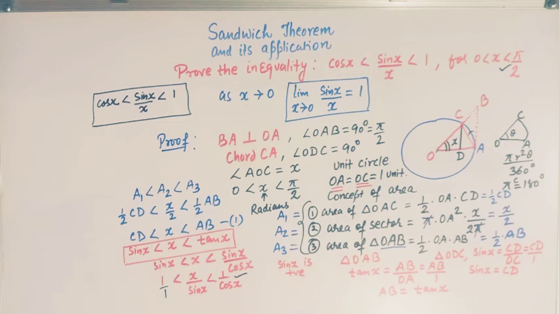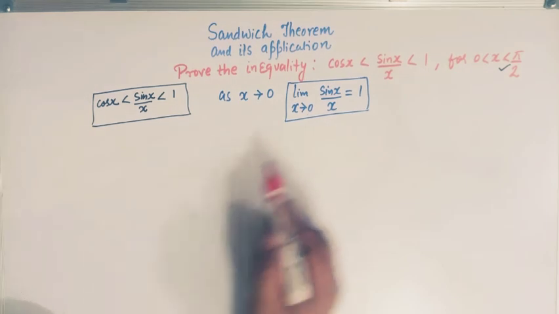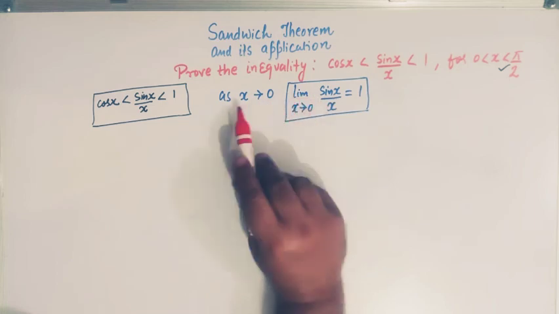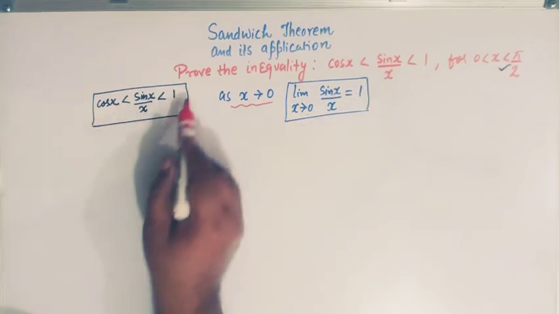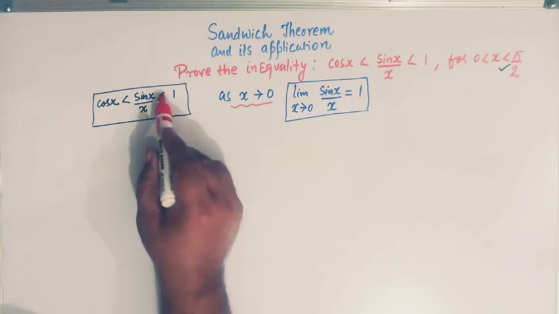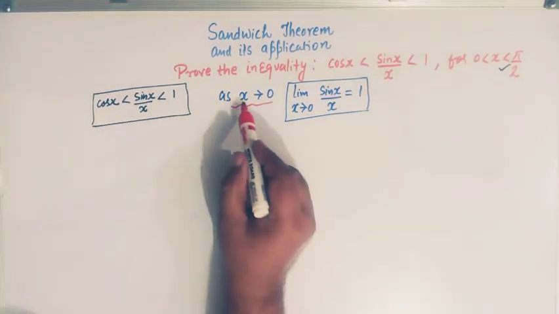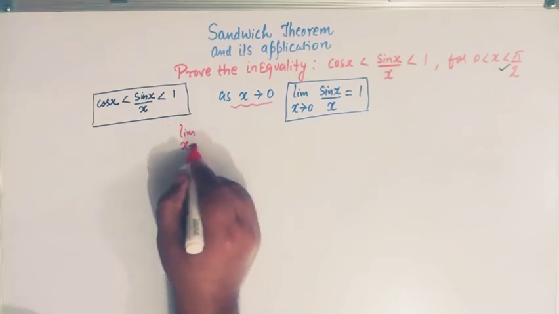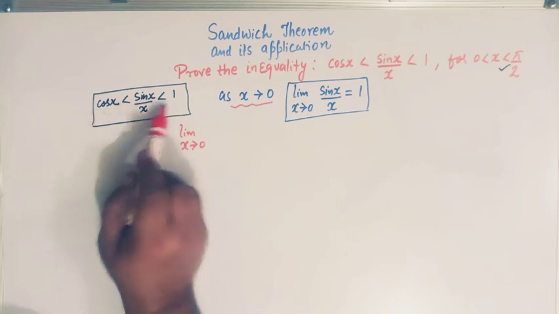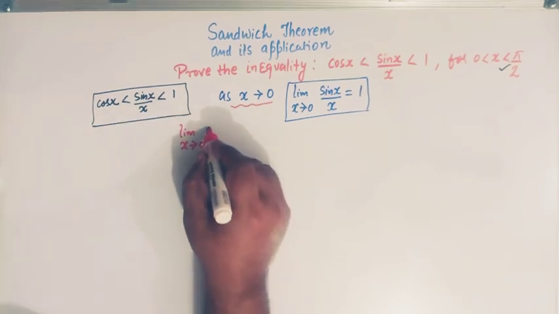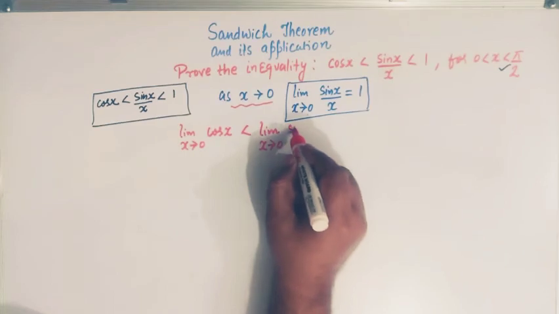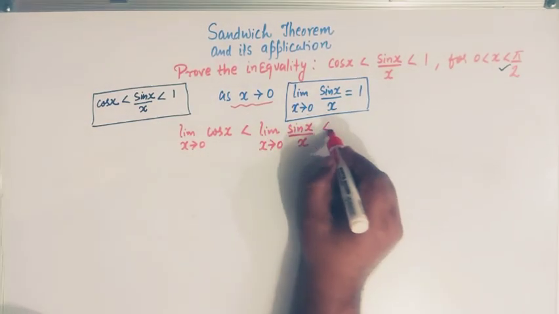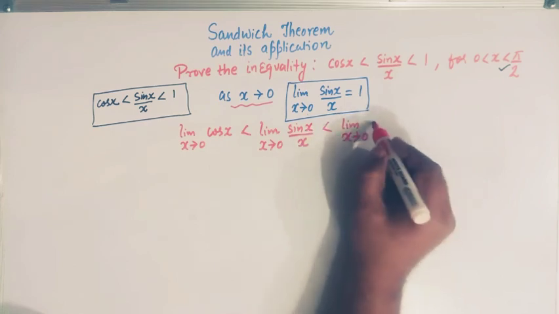So now we'll derive an important limit using this inequality. So now we'll prove this limit, that is, limit x tends to 0 of sin x over x is equal to 1. So we have just proved that cos x is less than sin x over x less than 1. So now taking limit x tends to 0 throughout this inequality, we'll get limit x tends to 0 of cos x less than limit x tends to 0 of sin x over x, and then we have limit x tends to 0 of 1.